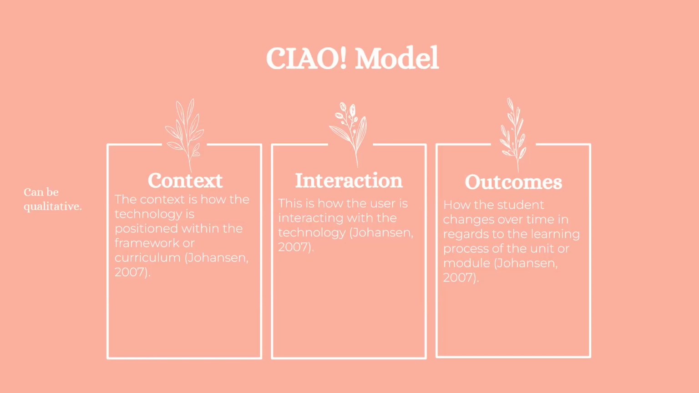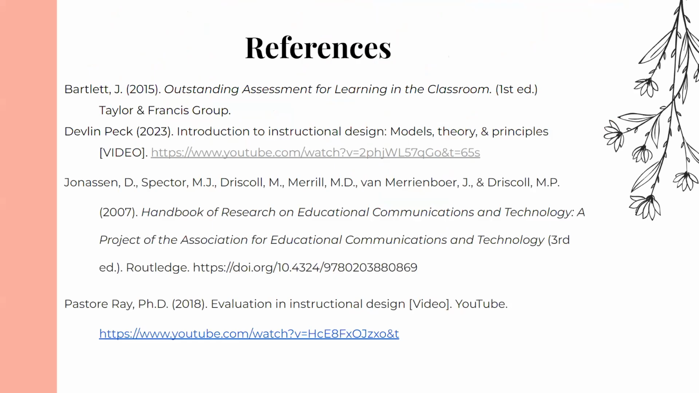Okay, now the Chow model can either be qualitative or it can be quantitative. So qualitative would be looking at surveys, looking at observations, looking at the human, quote unquote, human side of things. It could be quantitative and you're looking at the data points. Lots and lots and lots of data.